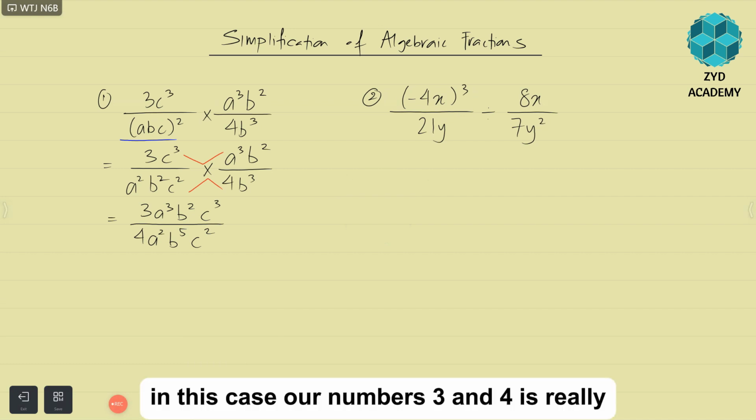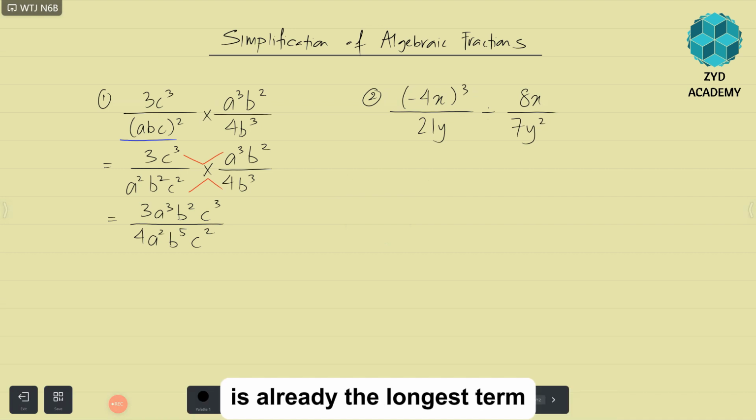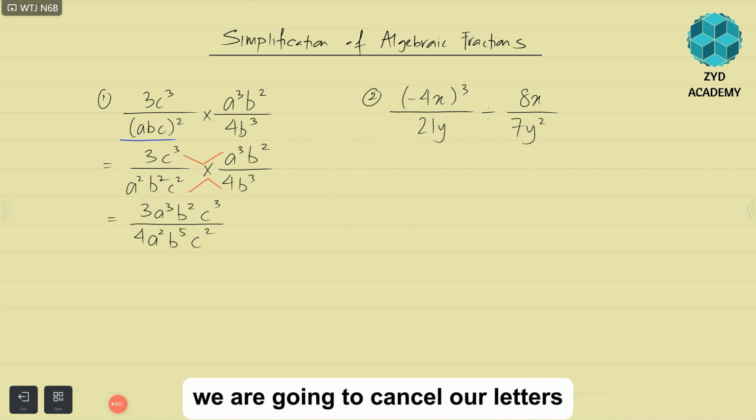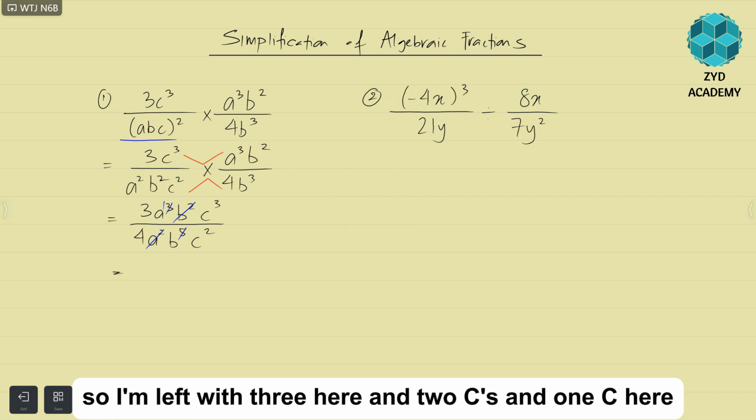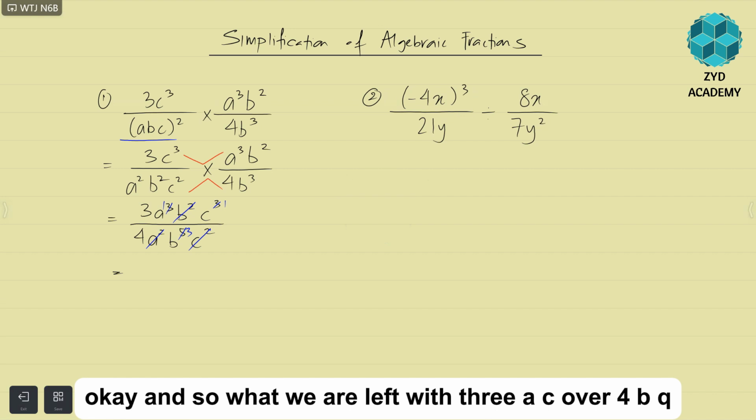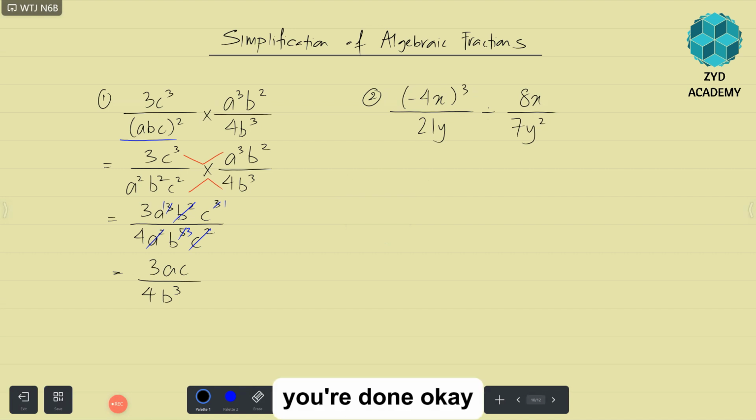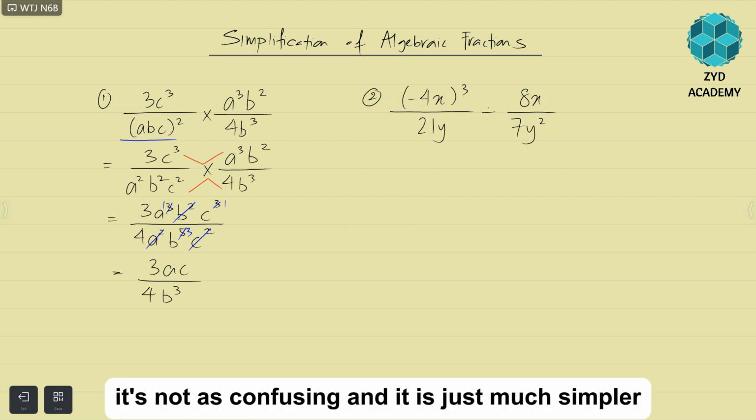In this case, our numbers 3 and 4 are already in the lowest terms. There's no more common factor. We are going to cancel off our letters. From here, I can cancel both A's, so this one is done. I can put 1 here. I can cancel both B's, so I'm left with a 3 here. And of the 3 C's and 2 C's, I'm left with 1 C here. And so what we are left with is 3ac over 4b cubed. That's it. You're done. It's not as confusing and it is just much simpler.